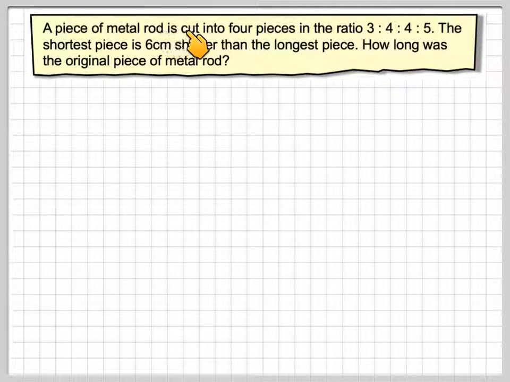A piece of metal rod is cut into 4 pieces in the ratio of 3 to 4 to 4 to 5. The shortest piece is 6 centimetres shorter than the longest piece. How long was the original piece of metal rod? Basically, what we've got to do is find out what one part is worth.